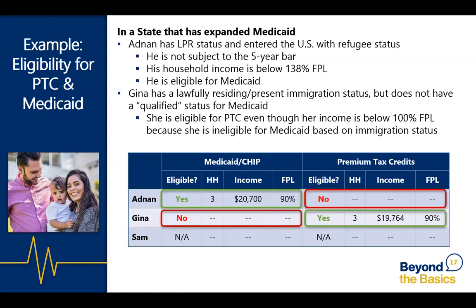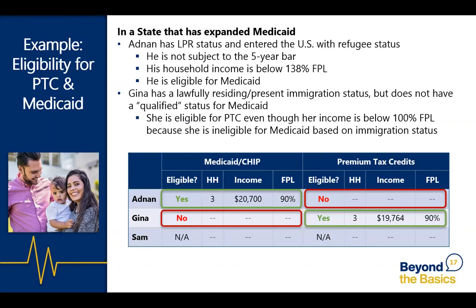So first, let's look at how this plays out in a state that has expanded Medicaid. Adnan has lawful permanent resident status and he entered the US as a refugee. He's not subject to the 5-year bar. His household income is below 138% of the federal poverty line. So in his case, he's eligible for Medicaid, okay? We're in a state, in this example, that has expanded Medicaid, which most have, thank goodness.